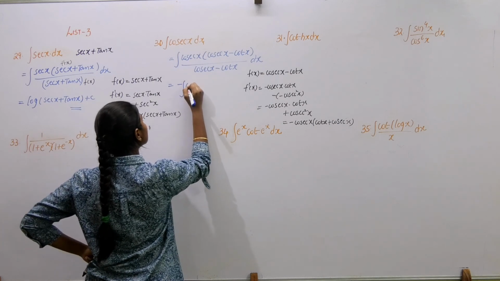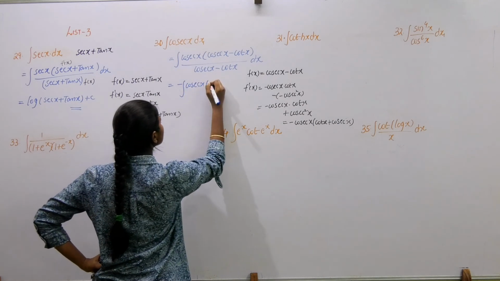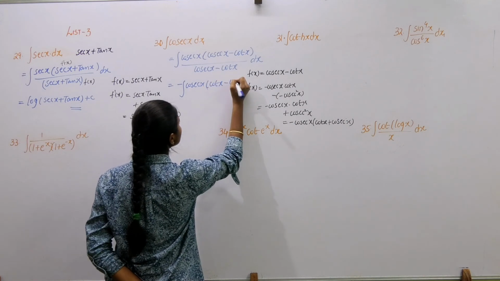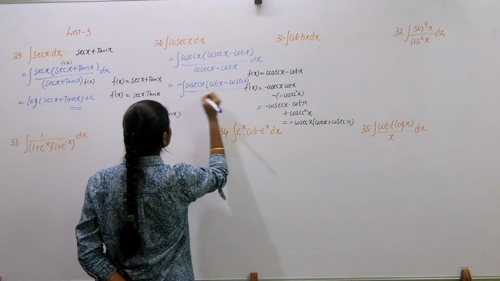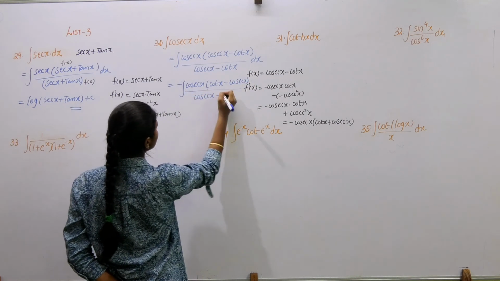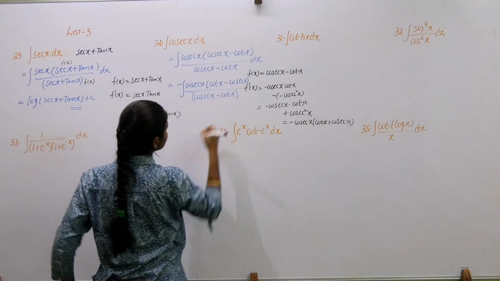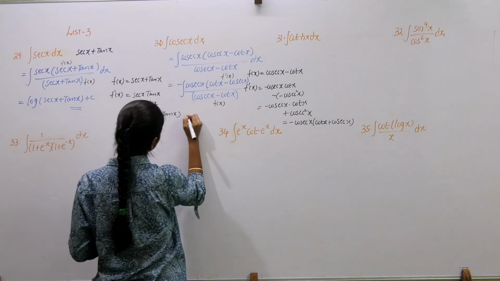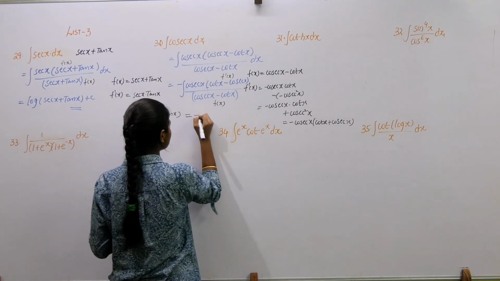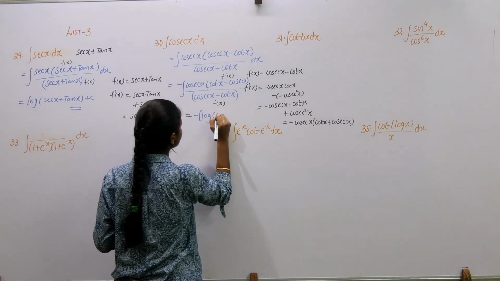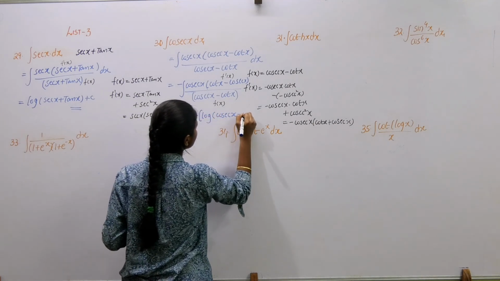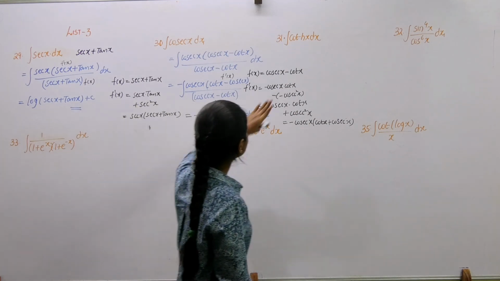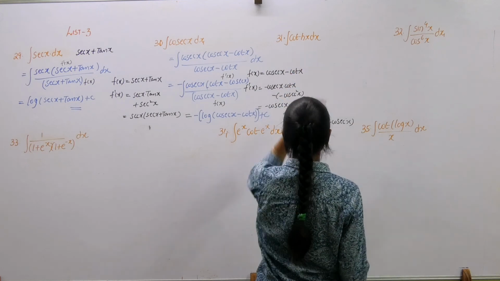Minus integral, it becomes cosecant x into cot x minus cosecant x by cosecant x minus cot x. This is f dash of x by f of x, which is equal to log of f of x, that is log of cosecant x minus cot x plus c.